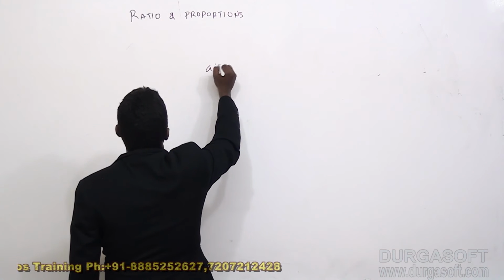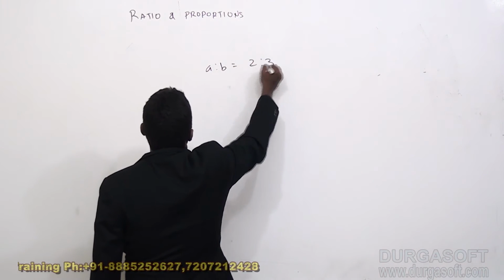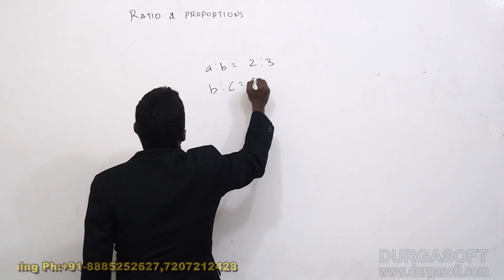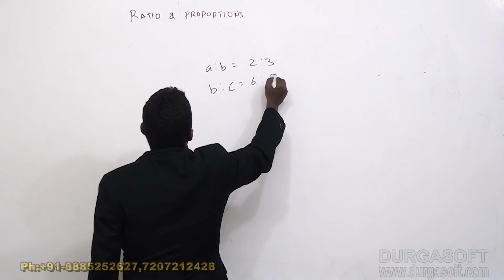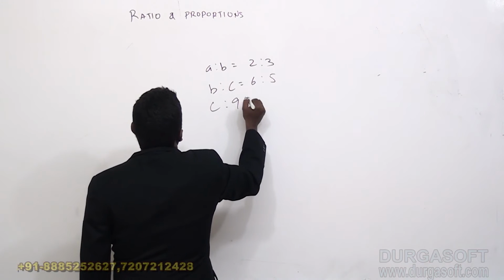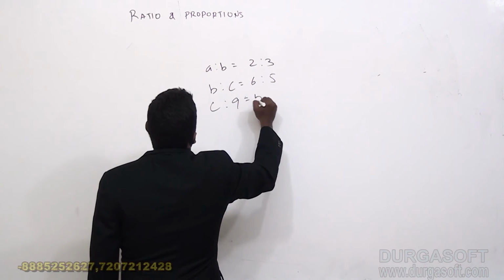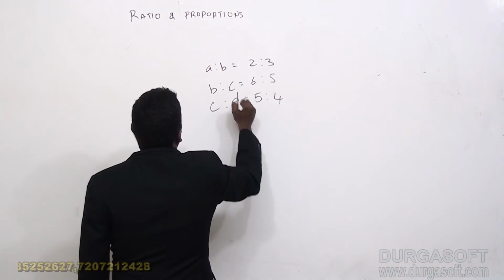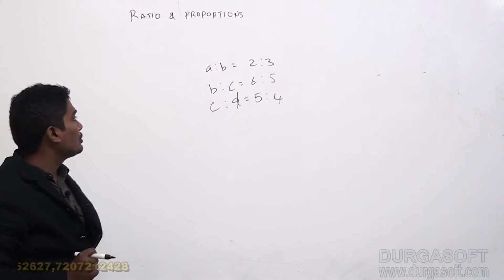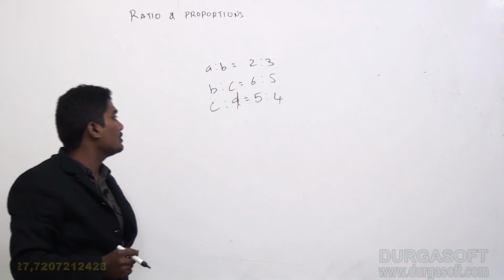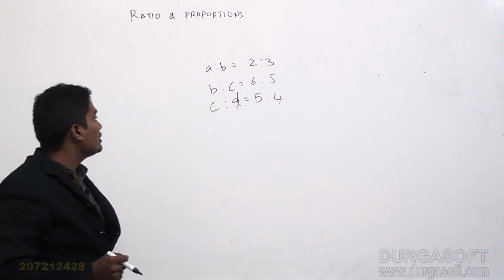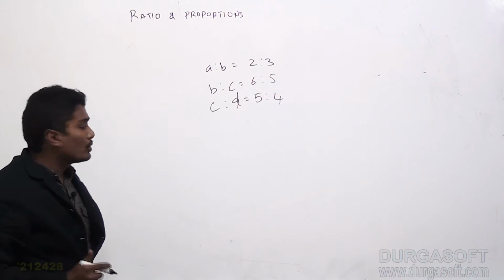Next question. a is to b is equal to 2 is to 3, b is to c is equal to 6 is to 5, c is to d is equal to 5 is to 4. So a is to b is given as 2 is to 3, b is to c is given as 6 is to 5, and c is to d is given as 5 is to 4.